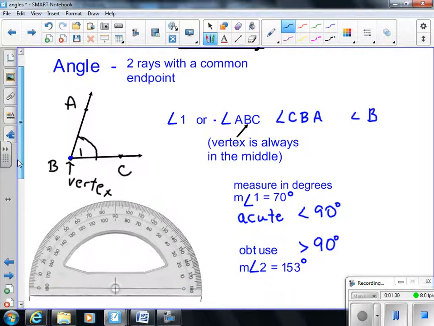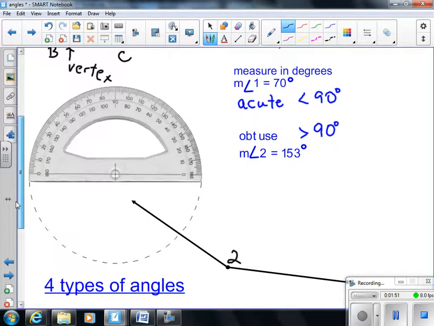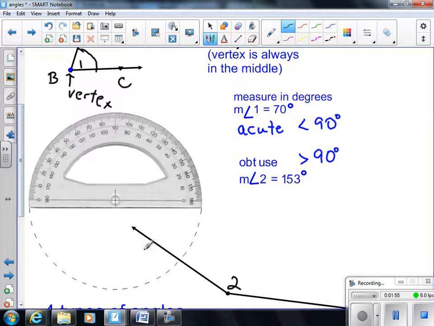We measure angles in degrees. Let's say the measure of angle 1 is 70 degrees. We would then call it an acute angle. It's acute because its measure is less than 90 degrees. If I have another angle that is obtuse, like this one, we could say that its measure is 153 degrees. It's greater than 90 degrees.